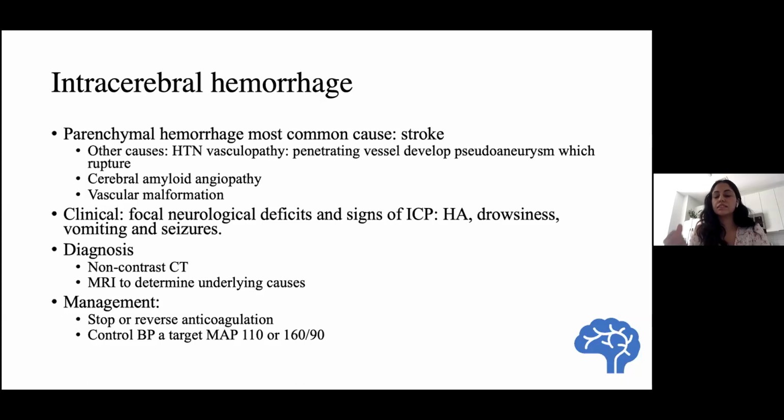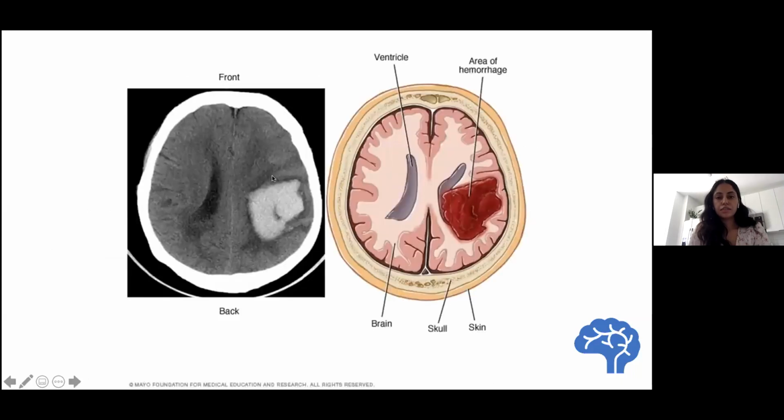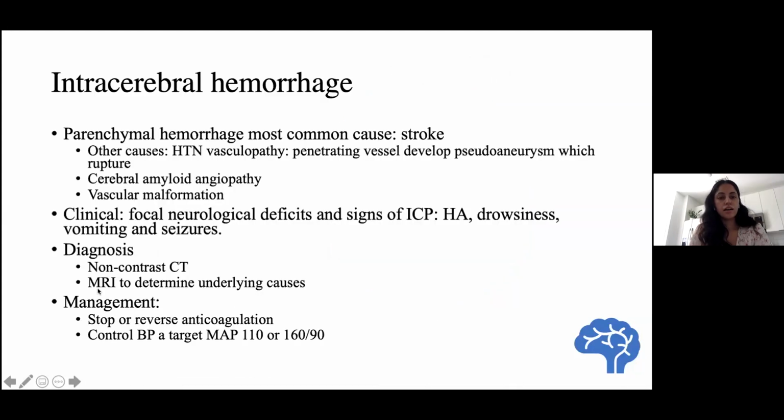Presentation, like we talked about, you're going to see signs of increased intracranial pressure, such as headache, drowsiness, vomiting, and seizure. And for diagnosis, you get a non-con CT, where you'll see bleeding, very similar to the image before, where you'll see bleeding within the parenchyma itself. And you see it's almost like a space-occupying lesion. It's compressing that lateral ventricle right there. And then MRI can be done subsequently to try to actually figure out what the underlying cause is.